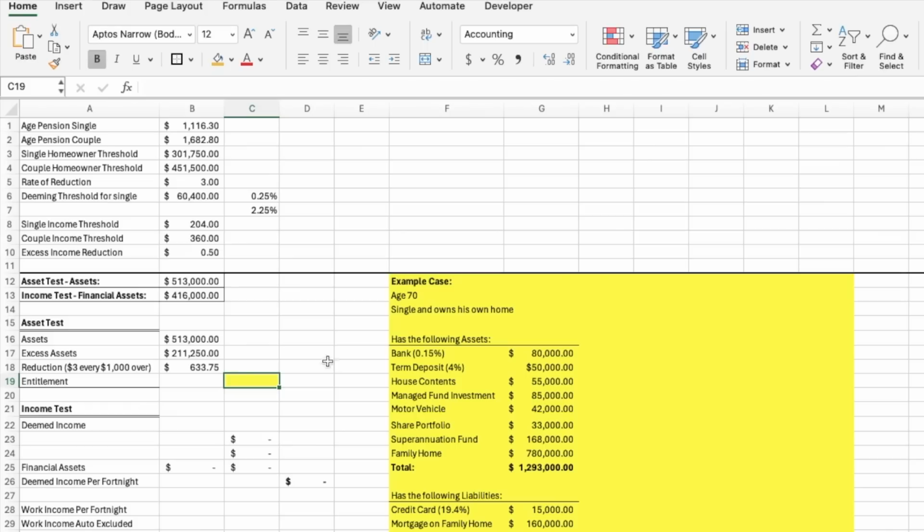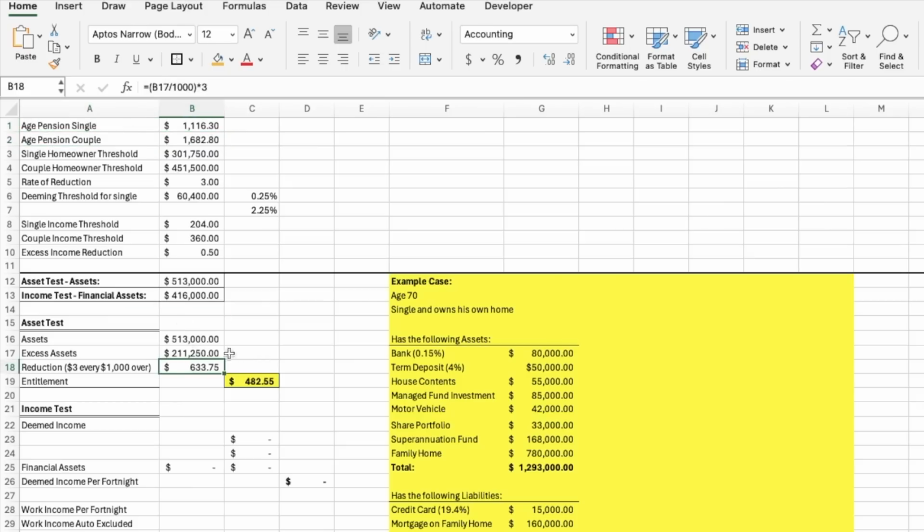Now, that means our entitlement under the asset test is what we initially receive, which is age pension as a single, right now is $1,116, minus our reduction, giving us a fortnightly age pension of $482.55. Now we use fortnightly because that's how often the age pension is paid. And then with these amounts up here, these are the amounts you get in age pension if you have no reductions as a single and as a couple.